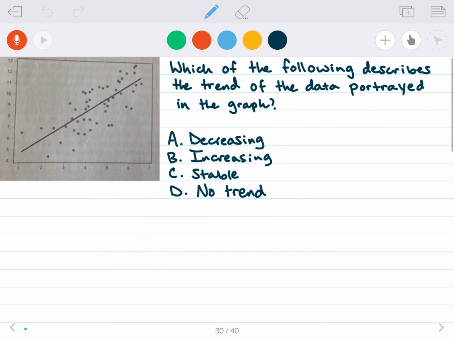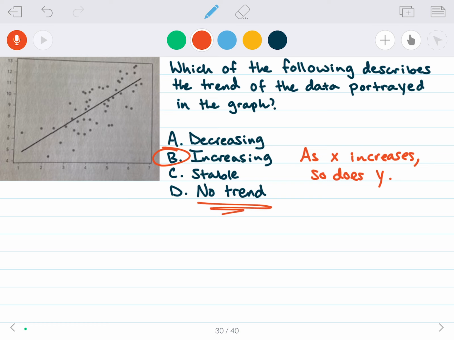Let's go on to this question right here. Which of the following describes the trend of the data? As our independent variable increases, so does our dependent variable, or our height in general. Not in every case, but the data is very close to this line of best fit. And so for that reason, I'm going to say that this is increasing, because as x increases, so does y in general, in the grand scheme of things.